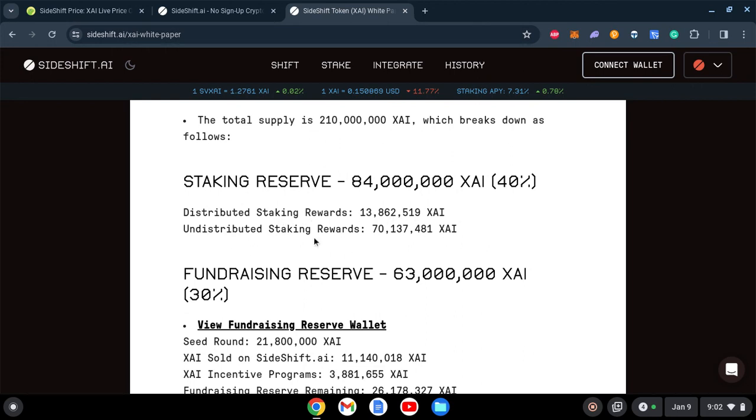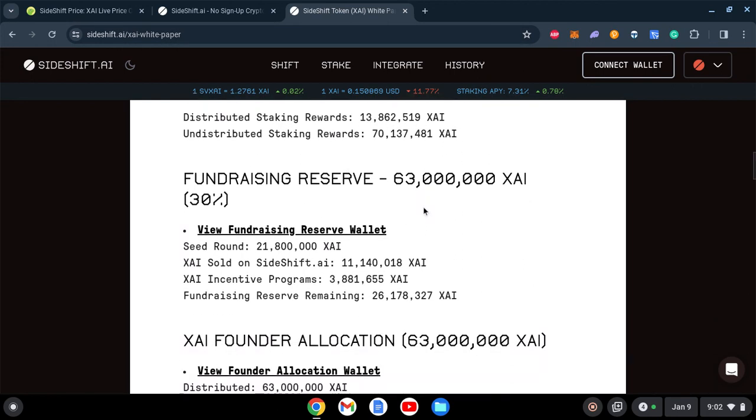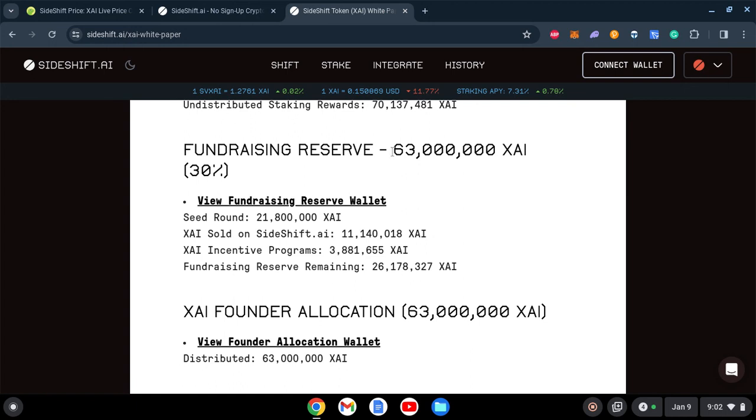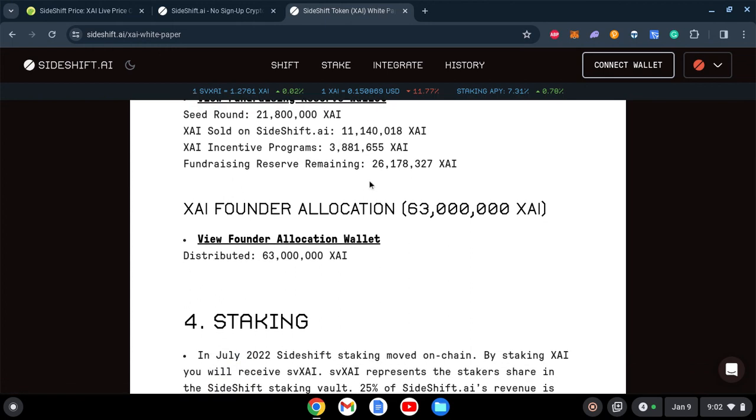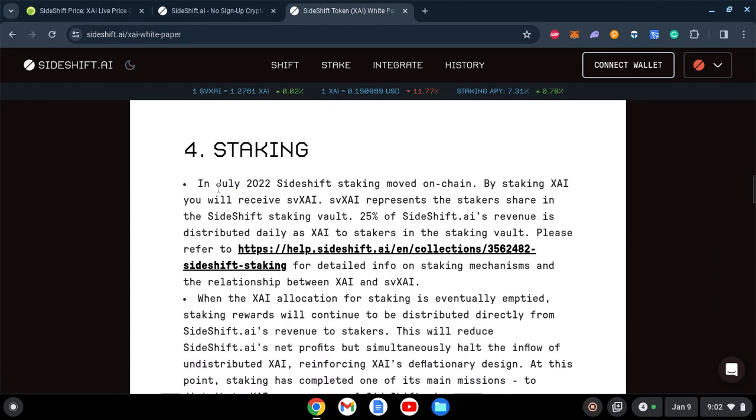Staking rewards are these, undistributed staking rewards are these, fundraising reserve, which is a pretty big number, 30%, view fundraising reserve wallet, you can see here. And apart from that, this is about staking.